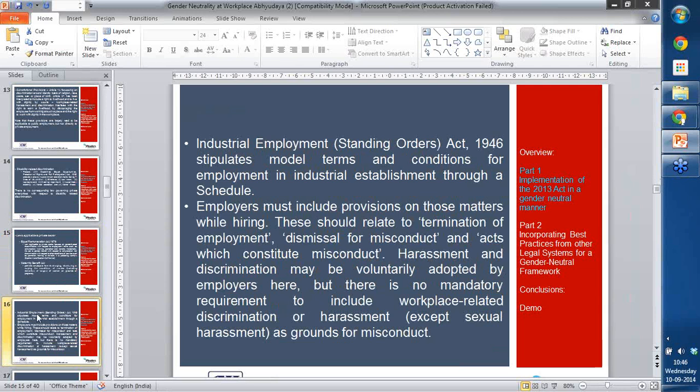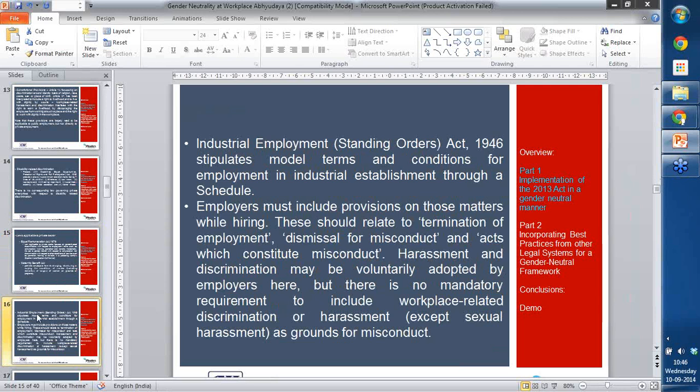So the terms which there are three heads called termination of employment, dismissal for misconduct, and acts which constitute misconduct. These three heads are pointed on the screen right now. So these are the three heads which must be there in any standing order. However, what should be the detailed content has not been included.